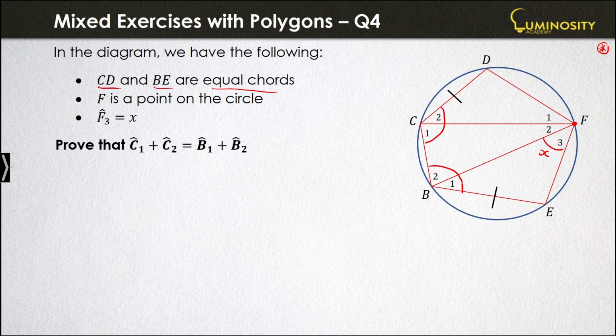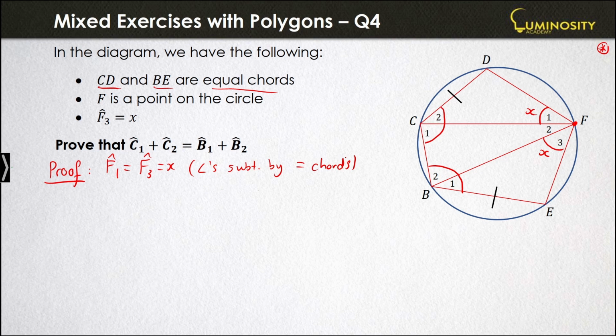Okay, so CD and BE being equal chords means that they subtend equal angles. And in this diagram, BE subtends to the point F at F3, and CD subtends to the point F at angle F1. So this angle must also be equal to X. In terms of my proof, I'm going to start off by noting that angle F1 equals angle F3, which equals X, and that is because these are angles subtended by equal chords.